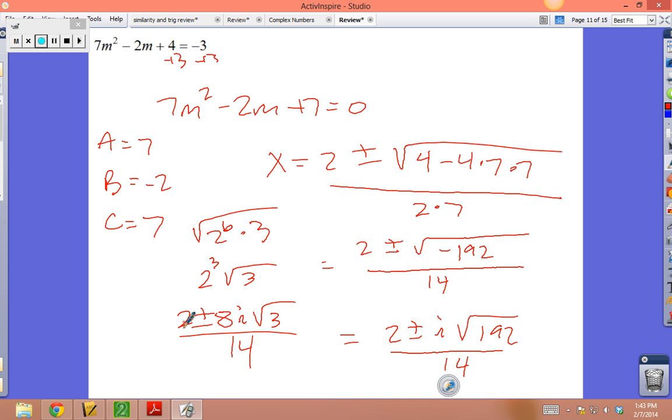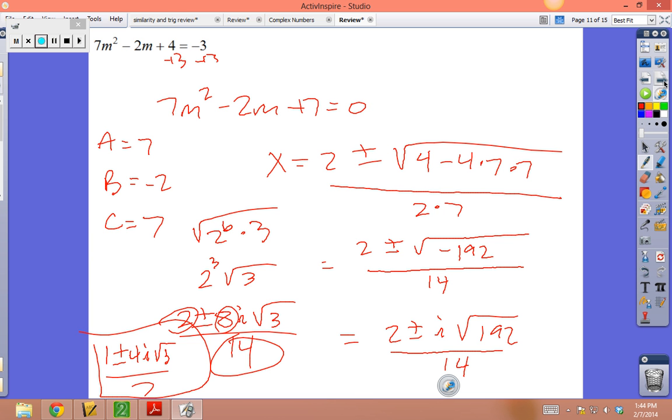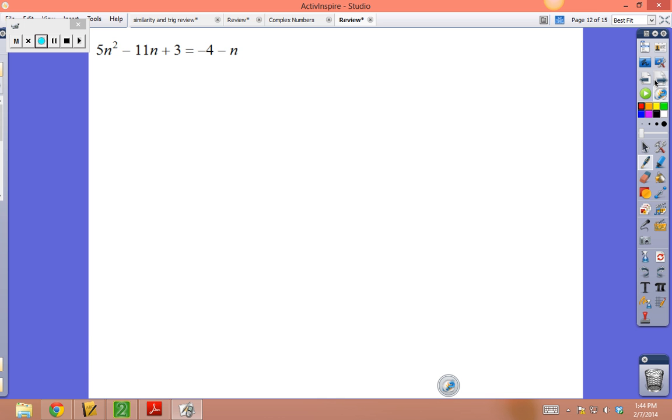Now you need to simplify 2, 8, and 14. They're all even, so divide them all by 2. Is your final answer 1 plus or minus 4i times the square root of 3 over 7? Miranda, did you get this? 1 plus or minus 4i times square root of 3 over 7? Page 11. Okay, page 12 is the exact same problem as page 9, so we're going to skip this one.